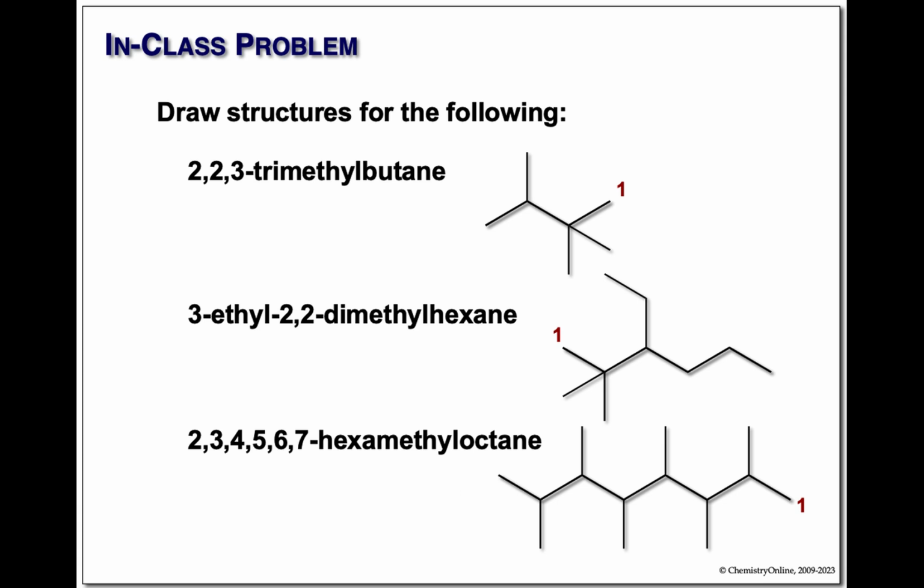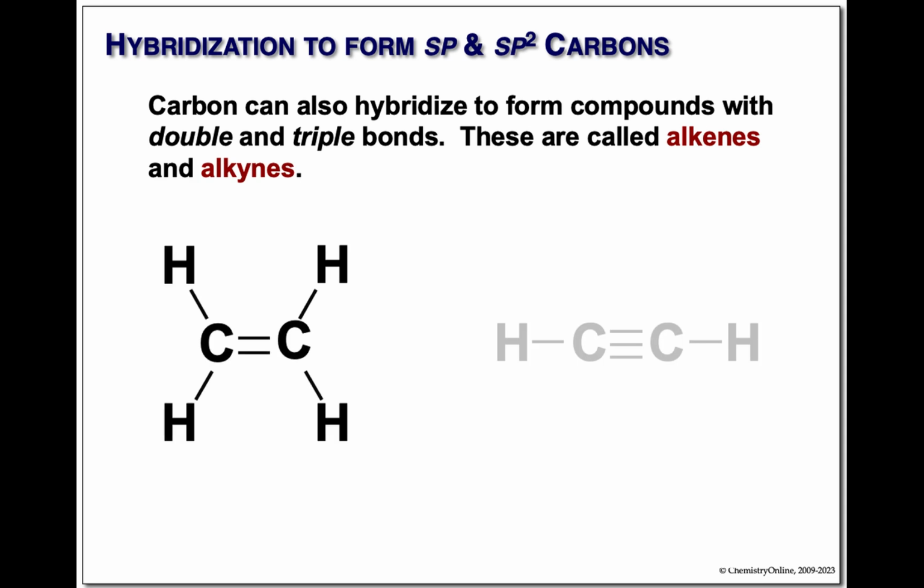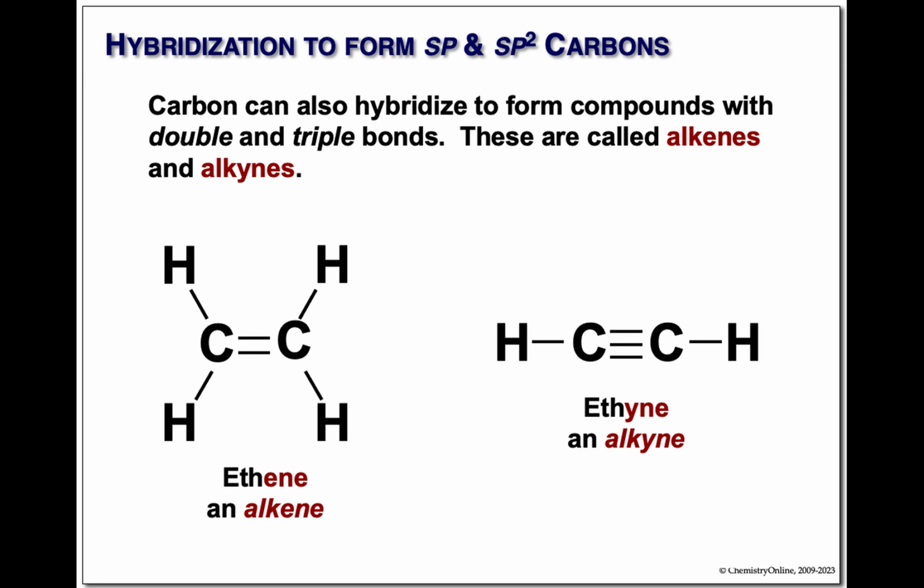All right, let's go a little bit further into the notion of double and triple bonds. How do you make these? This is called a hybrid that's sp squared. That means you take one s and two p's and you make the double bond. This is called an sp hybrid.